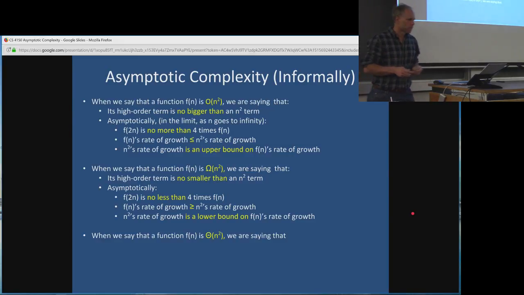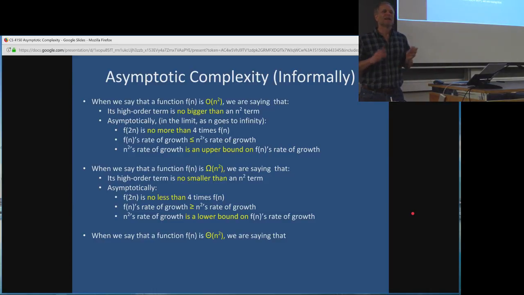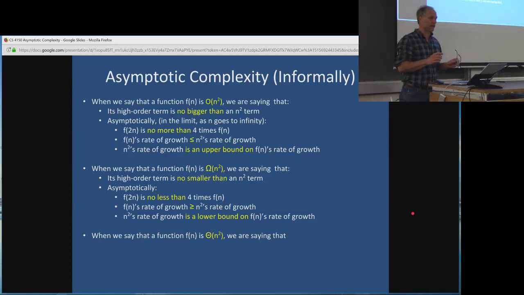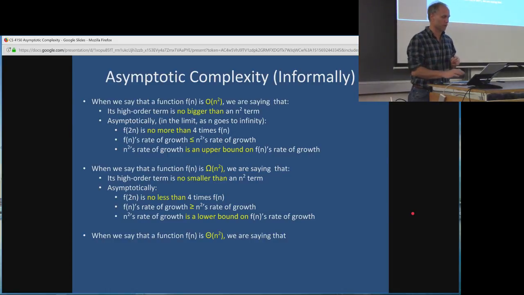Okay? What about theta of n squared? Oh. See, now we're in business. Theta of n squared is saying, if you say something is theta of n squared, you're saying it is both O of n squared and omega of n squared. In other words, it is quadratic. Okay? That's the strong statement.